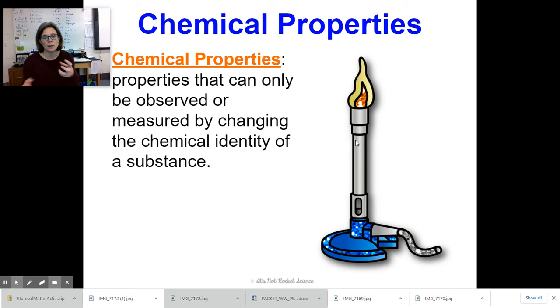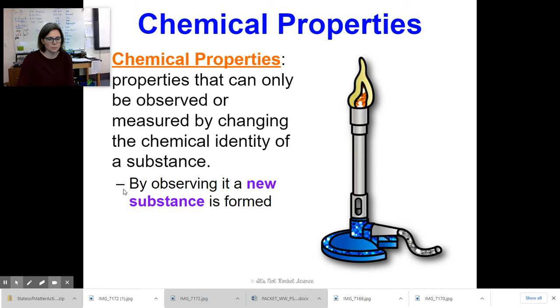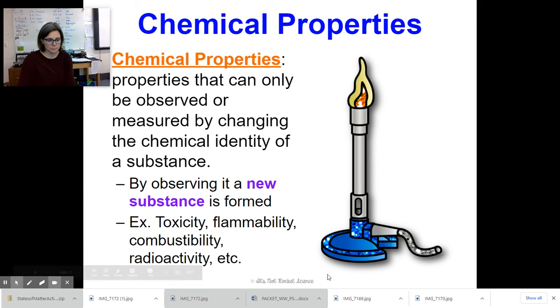So we're going to be breaking or forming, or breaking and forming, new bonds. By observing this, there's going to be some kind of new substance that's formed. So for example, if I wanted to see if baking soda would react with vinegar, I'm not going to know if it reacts or not unless I put them together and actually let the chemical reaction occur. There are some different examples of this: toxicity, flammability, combustibility, radioactivity. These are all different examples.